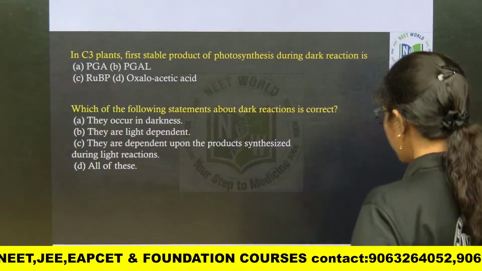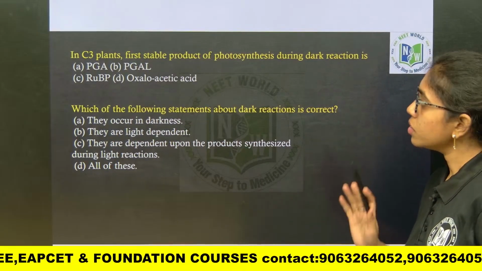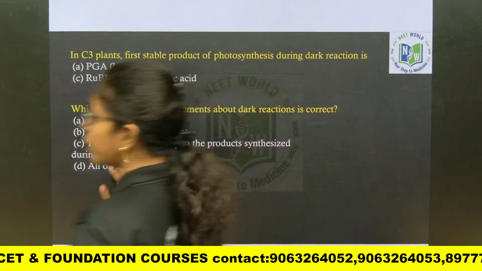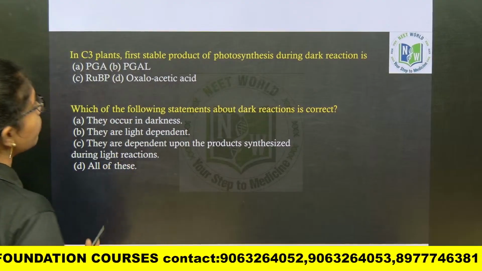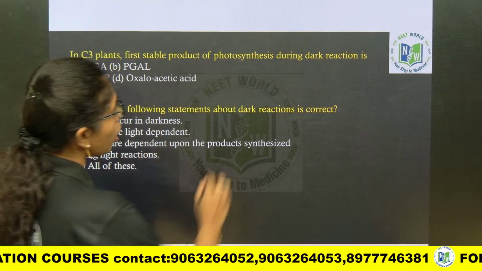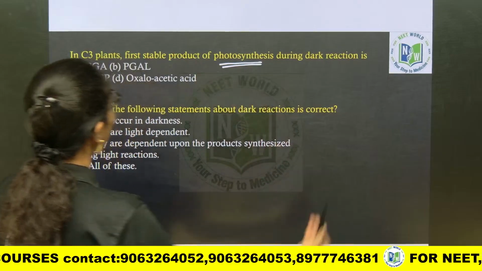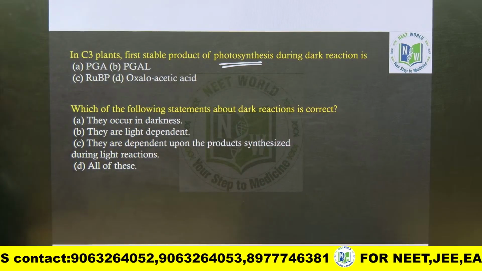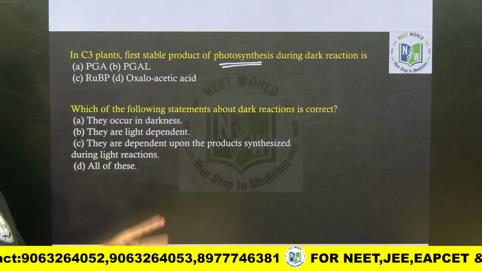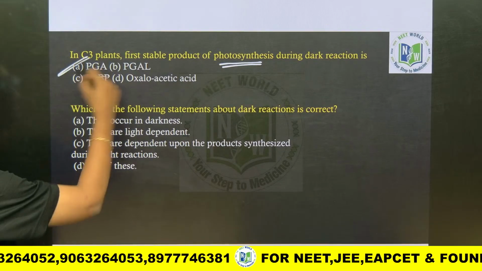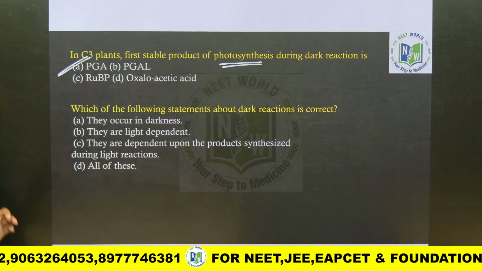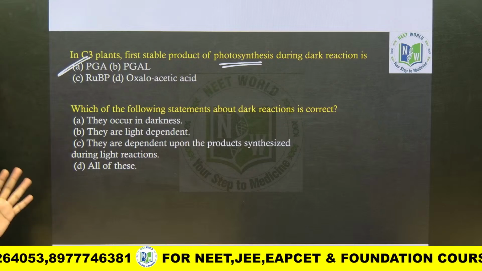Now, if you look into this, in C3 plants, very good Shiva, continue with the same flow. In C3 plants, the first stable product of photosynthesis during dark reactions. First stable product, of course, it is phosphoglyceric acid, PGA, 3-phosphoglyceraldehyde, sorry.